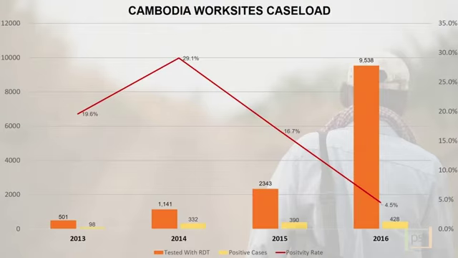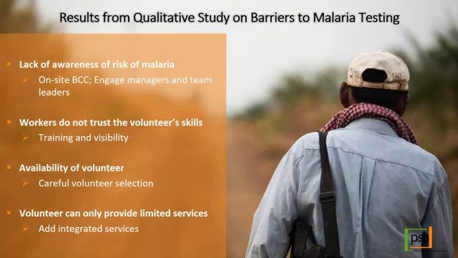We then went about doing qualitative studies on what the barriers to testing on work sites were. Some of those barriers were lack of awareness of the risk of malaria. In response, we ramped up on-site BCC, further engaging the worksite managers and team leaders. We also found that the workers didn't really trust the volunteers' skills: I don't know about malaria, so why should I trust that you know anything about malaria?